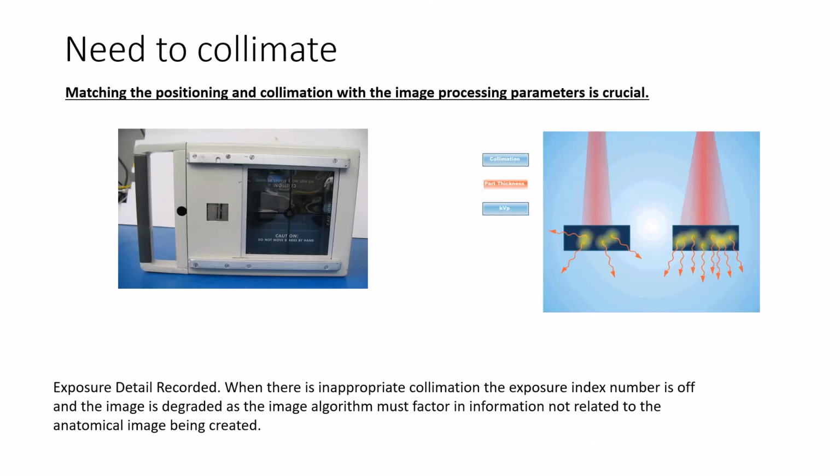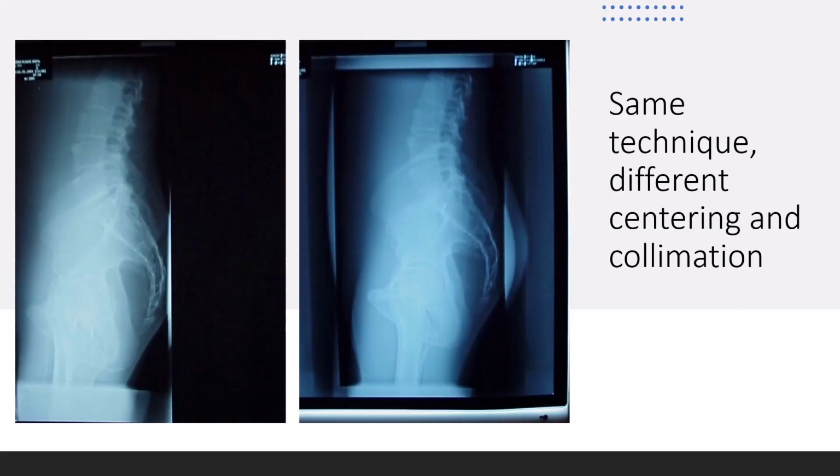When we collimate, it changes the actual beam quality. And what we find is there is a difference in recorded detail. With inappropriate collimation, the exposure index is off and the image is degraded, as the image algorithm must factor in information not related to the anatomical image being created. Even though both these images are collimated, we can see the difference when the centering and collimation differ on the same phantom.